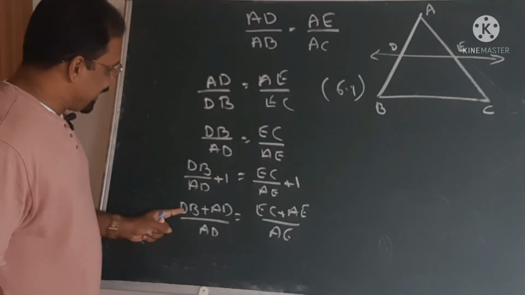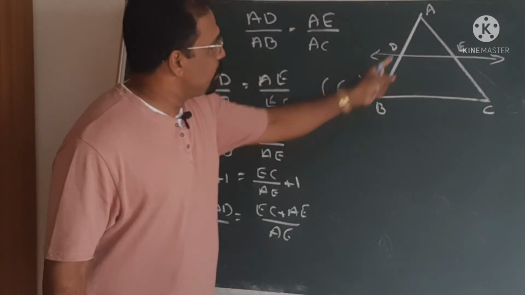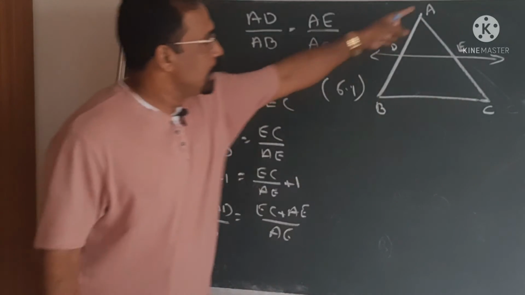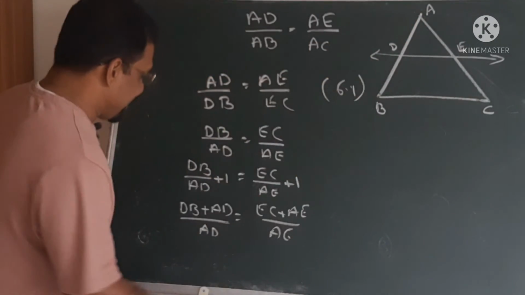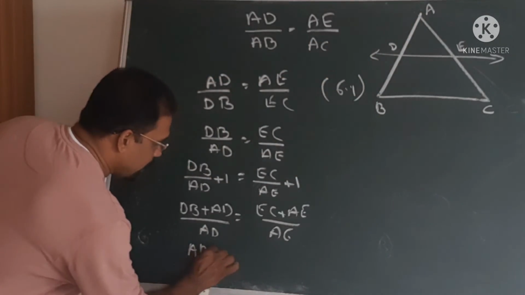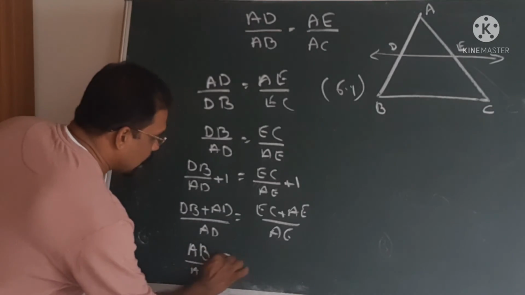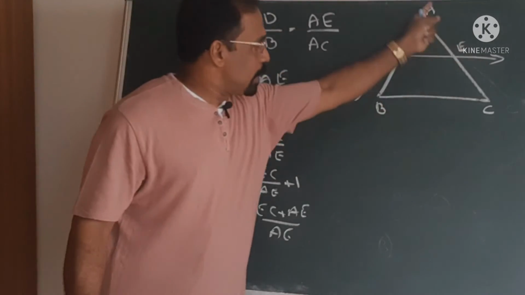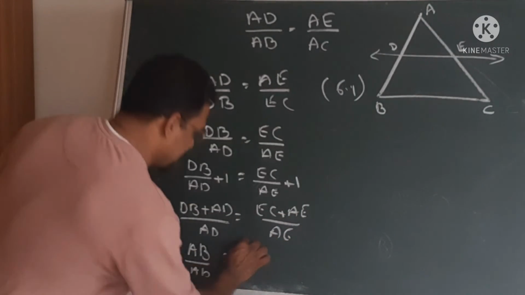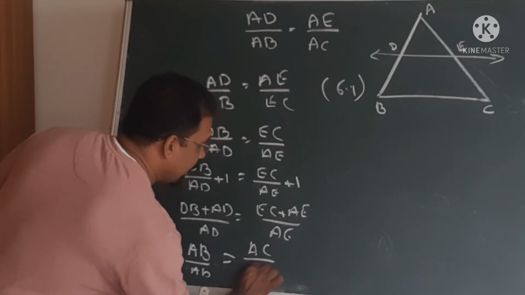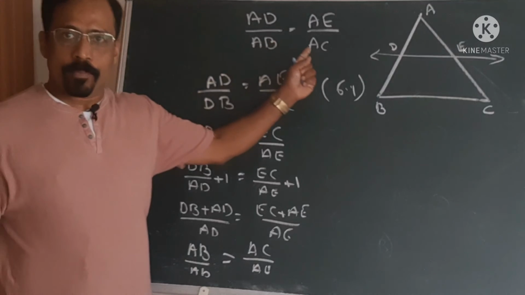Now you look at here, DB plus AD, what is this? This complete distance, that is AB. AB by AD is equal to EC plus AE, that is AC, AC by AE. So we have proved.